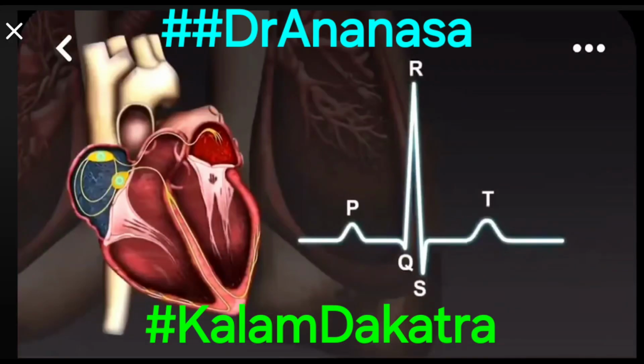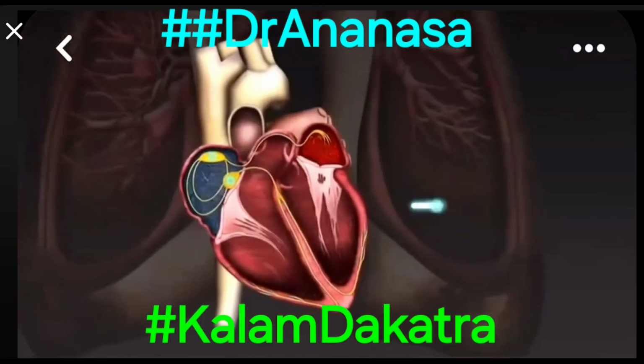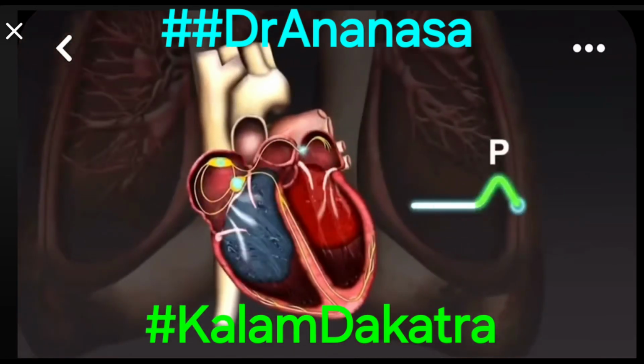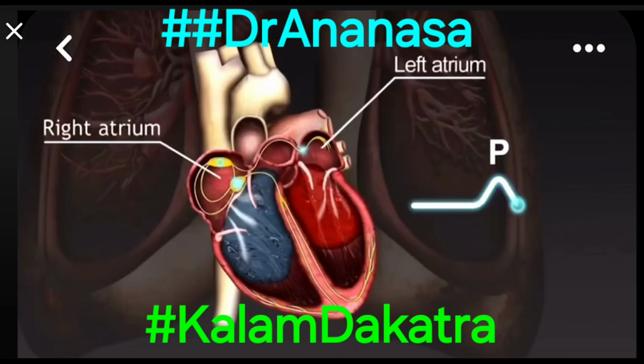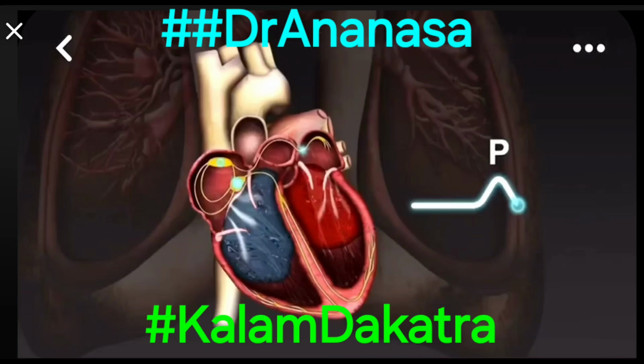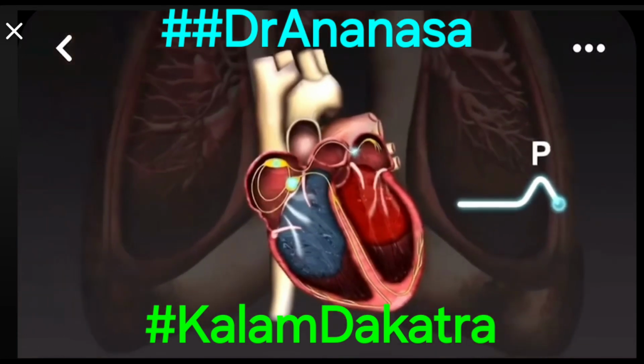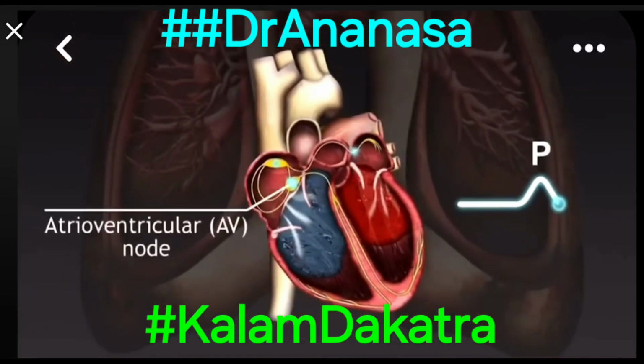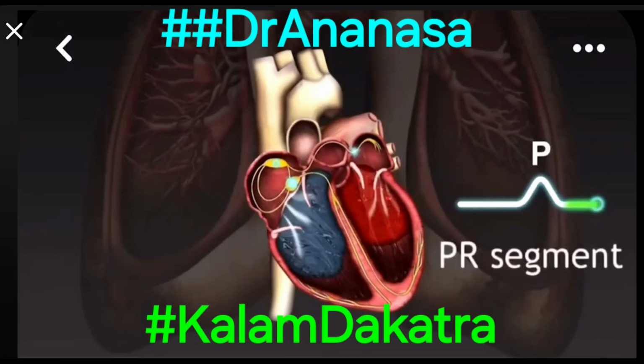How the different ECG waves are produced during a cardiac cycle. The P wave is produced as the electrical impulse travels through the atria, causing them to contract. The P wave corresponds to atrial depolarization. The impulse then travels through the atrioventricular node, producing a flat section on the ECG, known as the PR segment. The PR segment is flat because no current is flowing through the cardiac muscle cells.